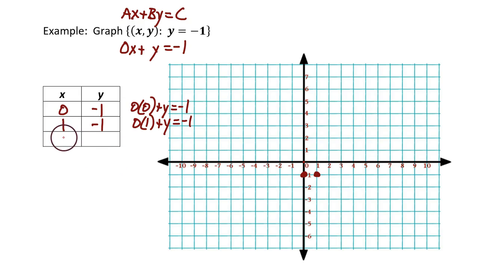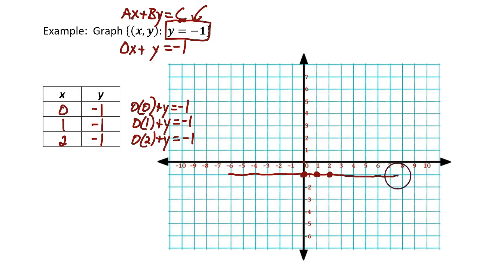Let's try another number for x. How about 2? 0 times 2 plus y equals negative 1. 0 times 2 is 0, so y is negative 1. Do you see the pattern? No matter what x is, y is negative 1. And isn't that what the original equation says? Y is negative 1. After we've plotted a few points, draw in the line through the points.